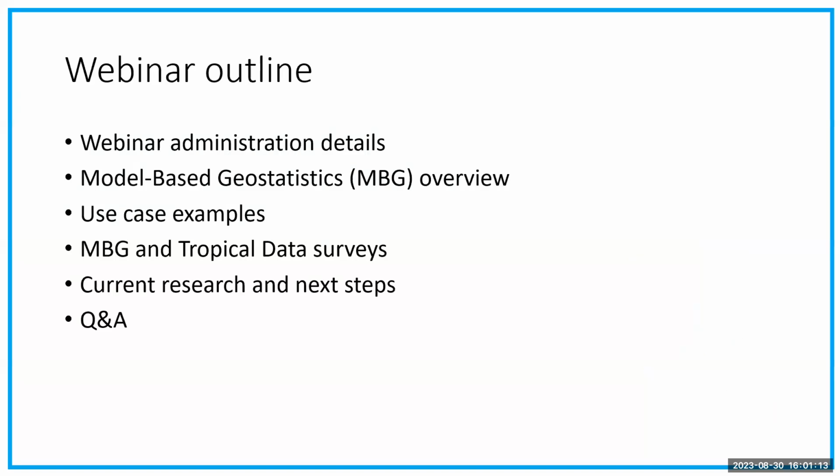Okay, here we go. So this is the structure of the webinar. First, I'll go through some webinar admin details, such as how to ask questions and choose the language of your choice. We'll then go straight into an overview of model-based geostatistics, which I'll refer to as MBG, presented by Lancaster University. Next, we'll review some use case examples of how MBG has been used in trachoma surveys already, and then on to how MBG will be incorporated into the Tropical Data Service. Finally, we'll look at the research that is currently being done and the next steps. We'll finish with a Q&A session with our panellists from the WHO, Lancaster University, Tropical Data, Task Force, and RTI.